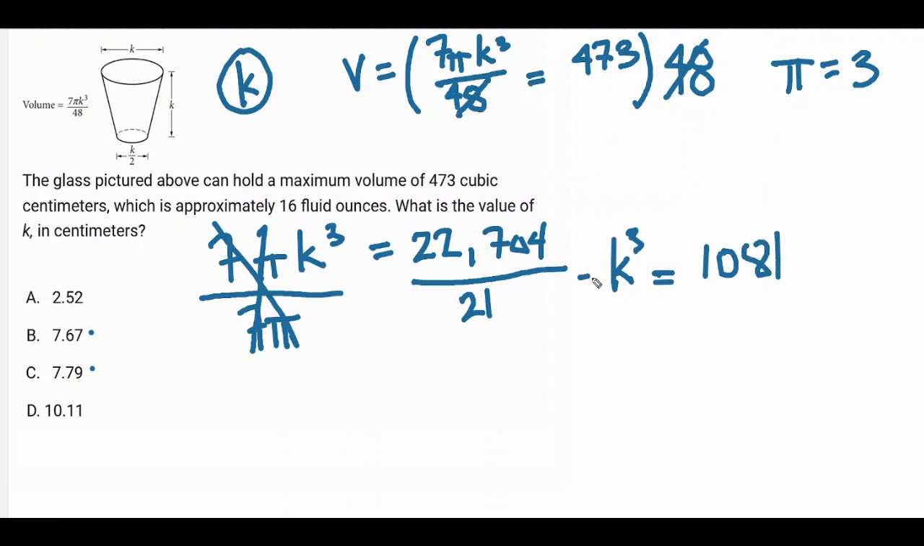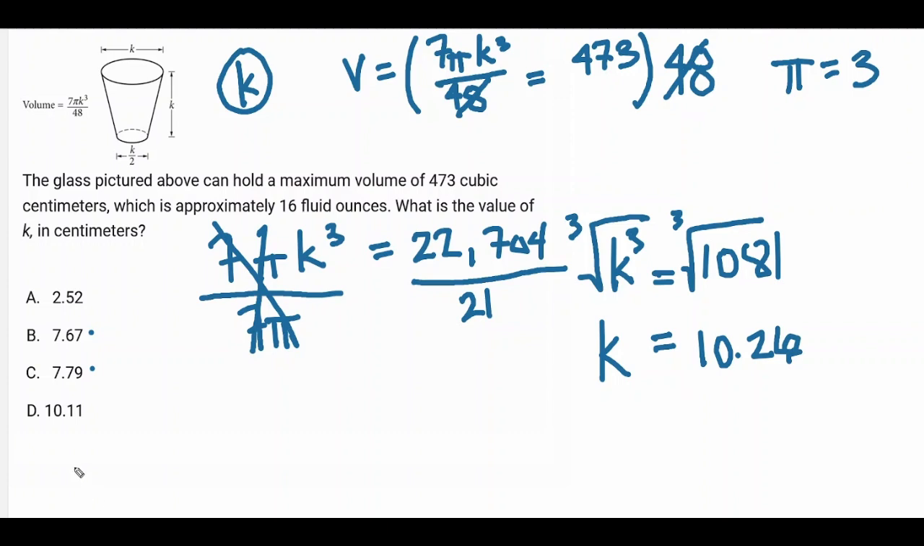Okay, now you just got to take the cube root to get to k. So you got to be fair about it. You got to take the cube root of both sides. And that is definitely a job for your calculator. Throw that in your calculator. Cube root of 1,081 and some change is about 10.26 and some change. Cool.